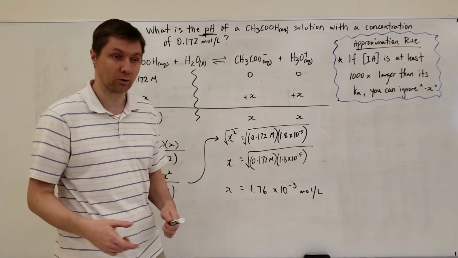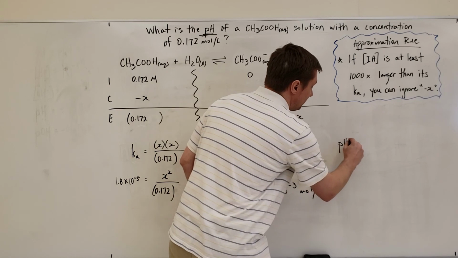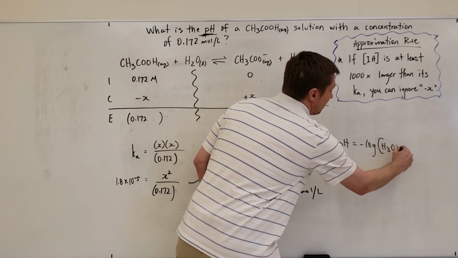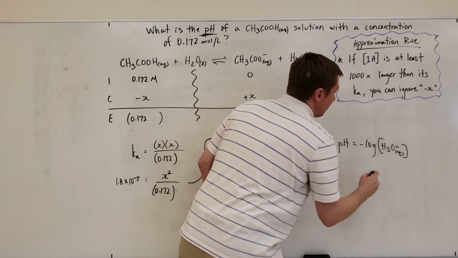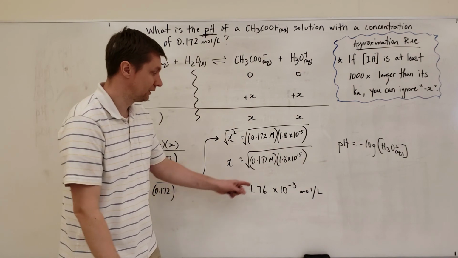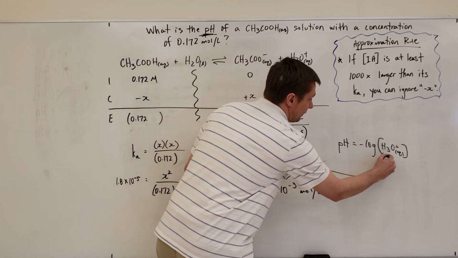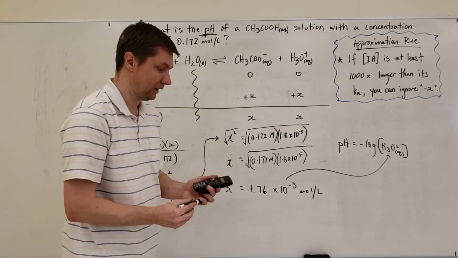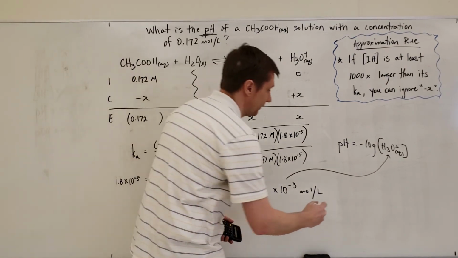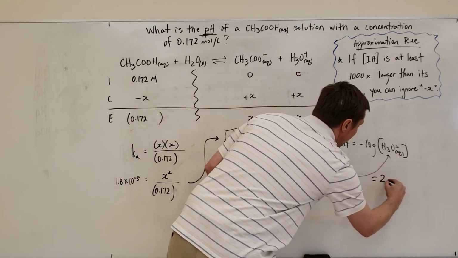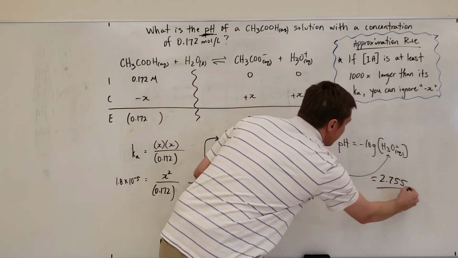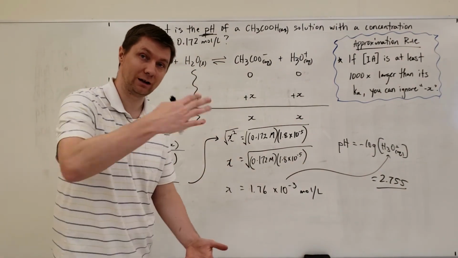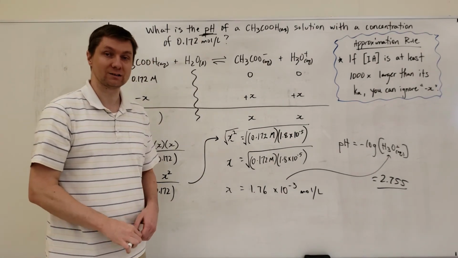If you remember the pH formula, pH is equal to the negative log of the hydronium ion concentration. I just take this number, plug it in, and take the negative log of that, which gives me 2.755 as my pH. And that pH is, in fact, larger than the one we calculated in the previous clip for hydrochloric acid, which makes sense.